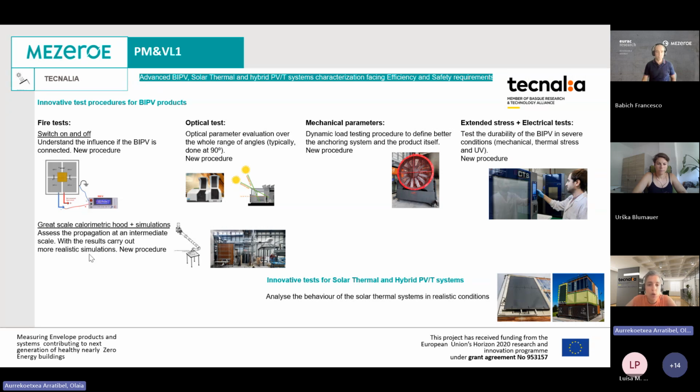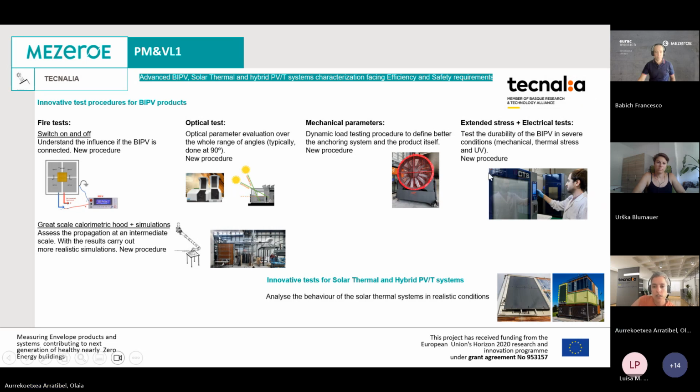Then we also offer optical tests, not only at 90 degrees incidence of the irradiance, but in the whole range of angles. We do extended electrical stress tests, and we also have this facility called Cubic, where we analyze the behavior of solar thermal systems in realistic conditions, as well as the ease of implementation of these building envelope systems.